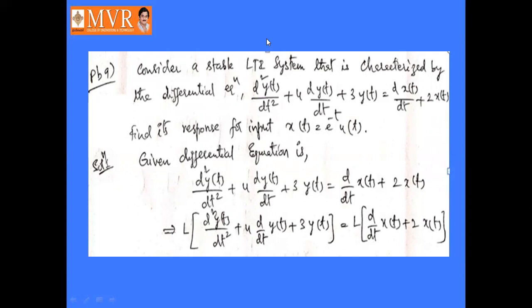So with the given differential equation, that is d square by dt square of y of t plus 4 into d by dt of y of t plus 3 into y of t is equal to d by dt of x of t plus 2 into x of t, taking Laplace transform on both sides, Laplace transform of the left side is equal to Laplace transform of the right side.